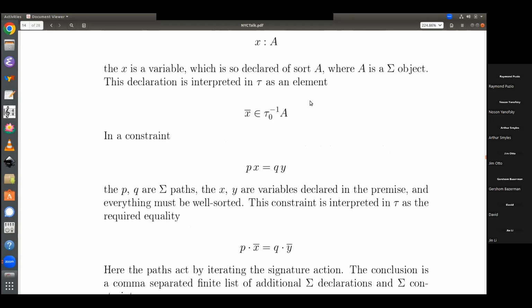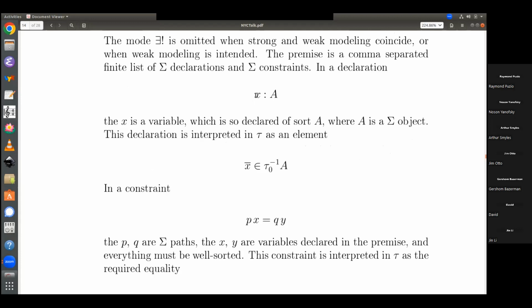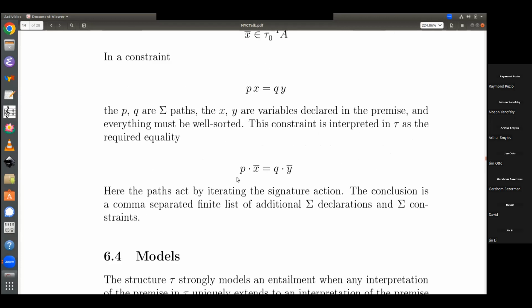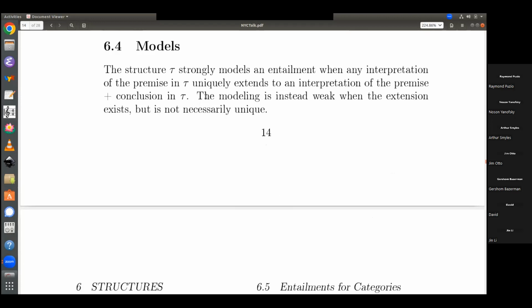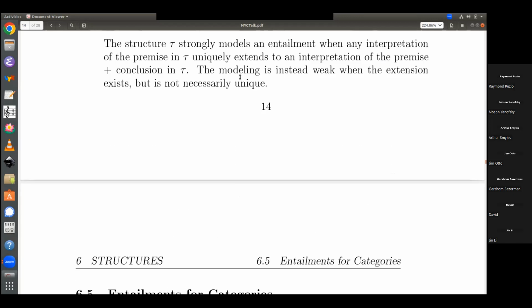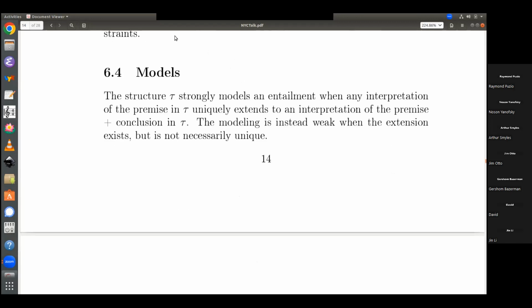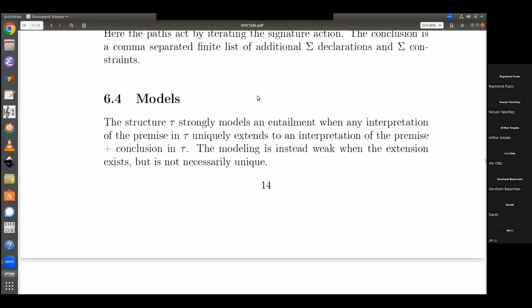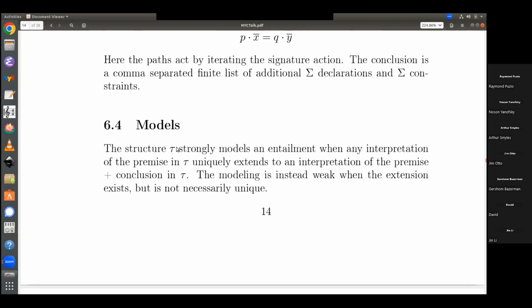Yeah, and then you're modeling declarations by elements, and then constraints by equations in the structure. And then a model, because I mentioned that you can actually look at it as an arrow within a model. That actually means it's orthogonal to the arrow. That is, when you have a structure and you have an arrow from the premise to the structure, then it uniquely extends to the premise plus the conclusion.